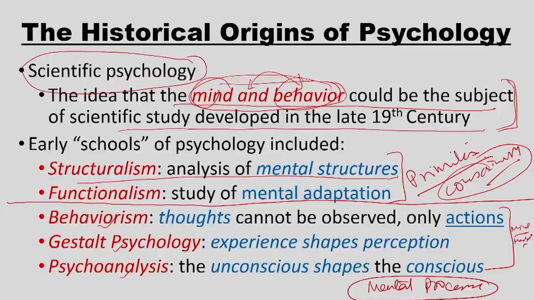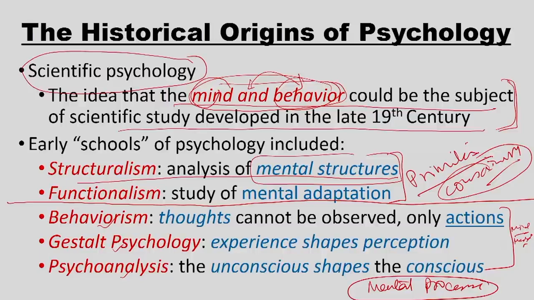So, let us quickly jump into understanding what is structuralism and functionalism. These are some of the schools, and I said these are the primitive schools. So, how did the structuralist school of psychology start? It started with someone called Edward Titchener, who was a student of William Wundt, but he went to Cornell University in the United States, and there he started this school. The school's main focus was on how mental processes really work. How does the mind work?